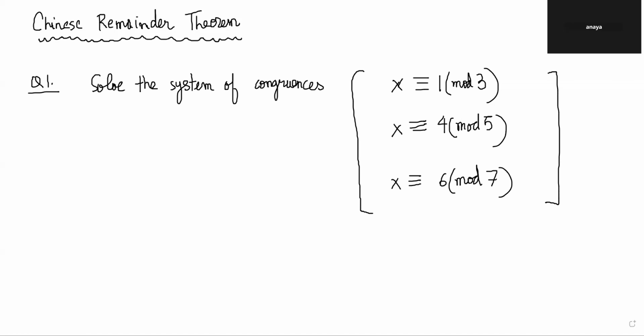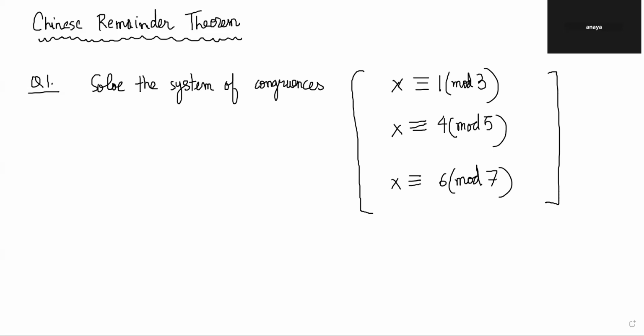Okay, so in such a problem, we can use Chinese remainder theorem. So before we look at the theorem, we'll understand the process, how to apply it or what can we do here. So without knowledge of the theorem, how can we do it?